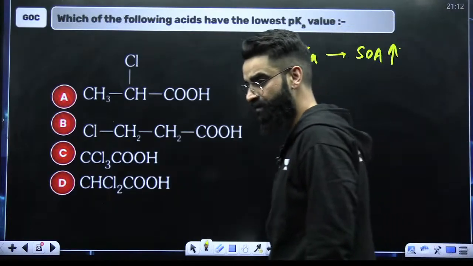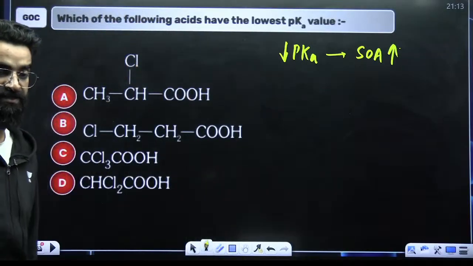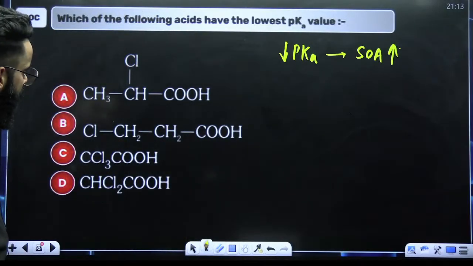Lowest pKa means more Ka. More Ka means more acidic strength. So which one is more acidic?